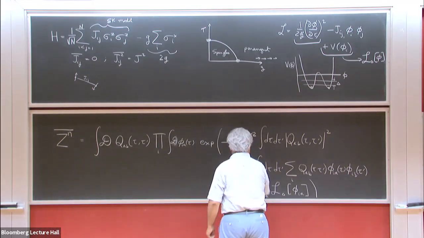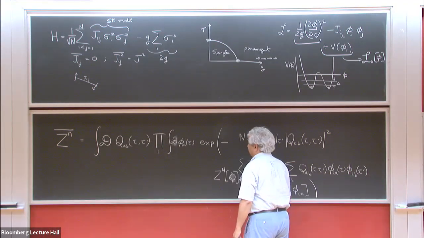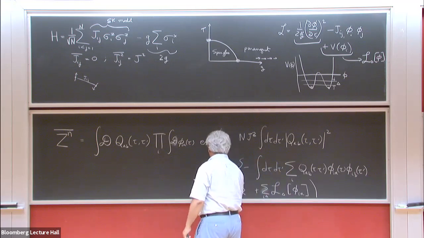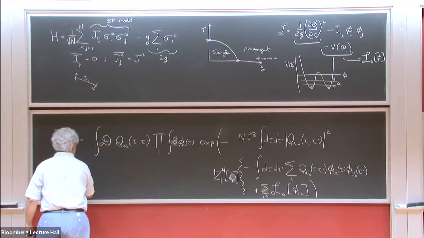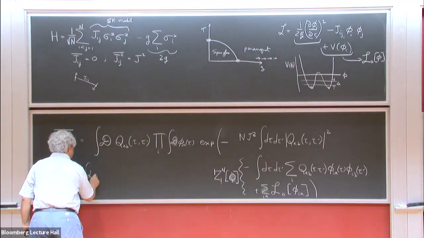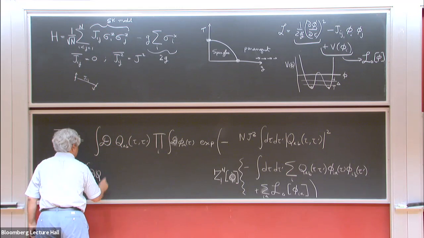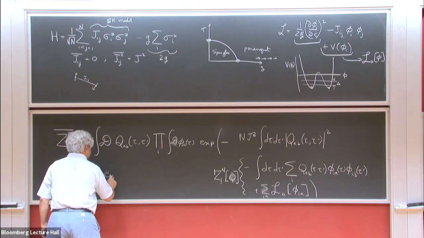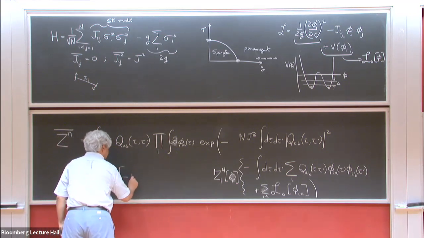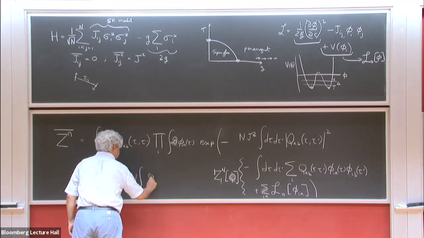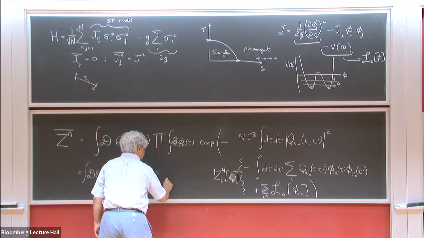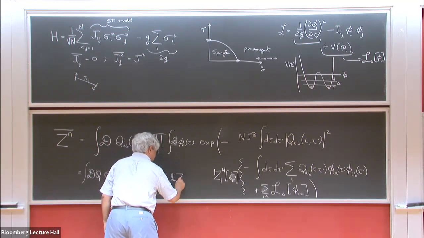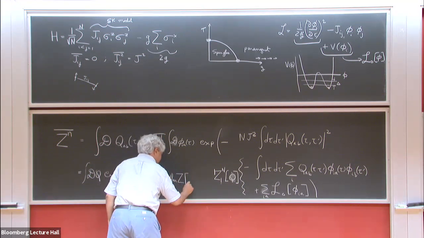So what I was saying is Z to the n power of Q, call it some other Z. And so this thing is equal to basically the integral dQ, leaving out the indices, of exponential of minus n times the integral of Q squared, plus n log Z of Q.